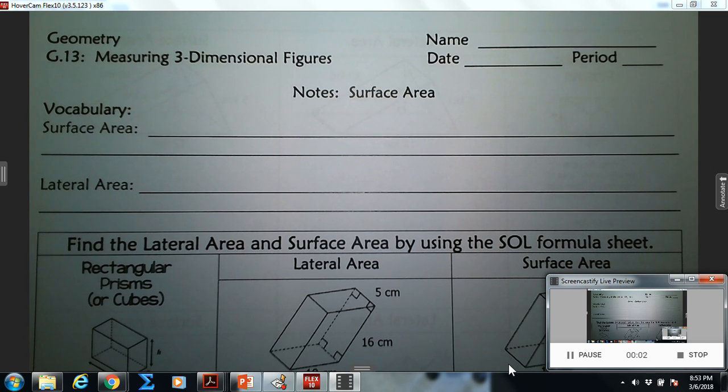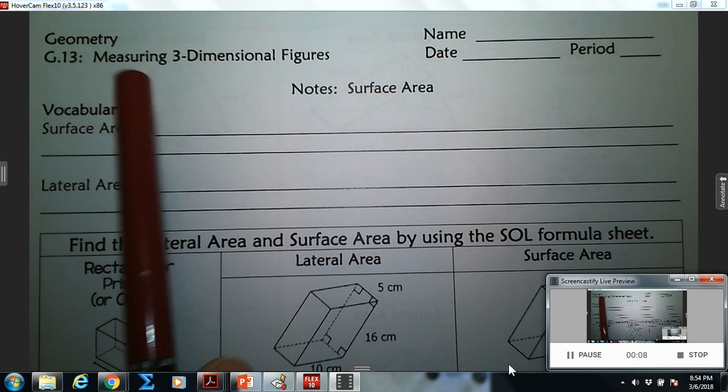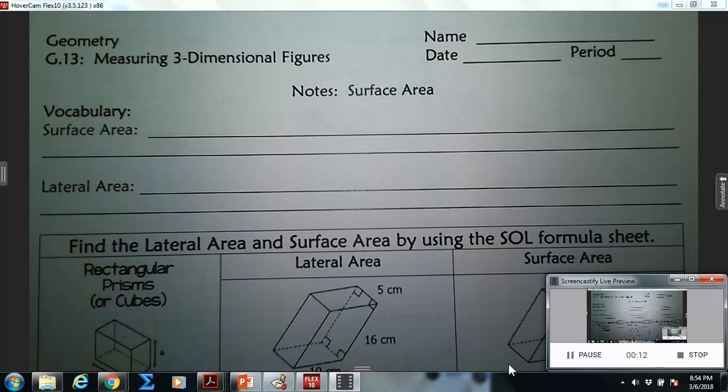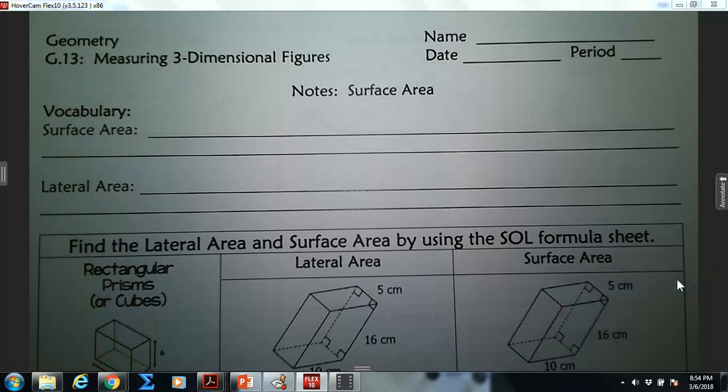Hello students, this is the second video of G13. G13 is all about measuring three-dimensional figures. Our first video was about how to find the area of two-dimensional figures. So let's talk about the difference in two-dimensional versus three-dimensional.